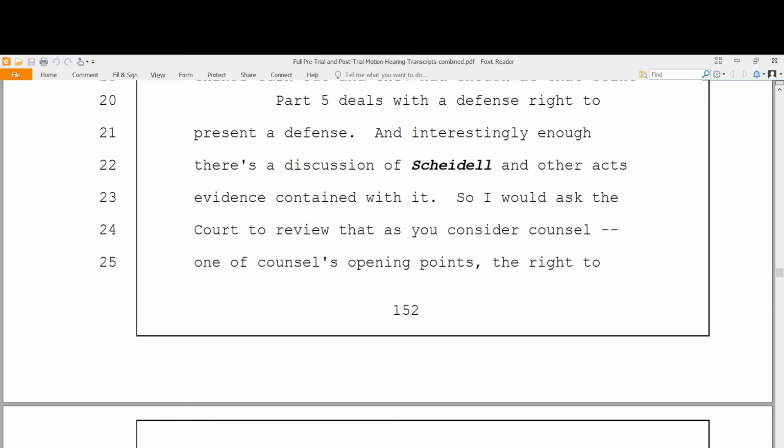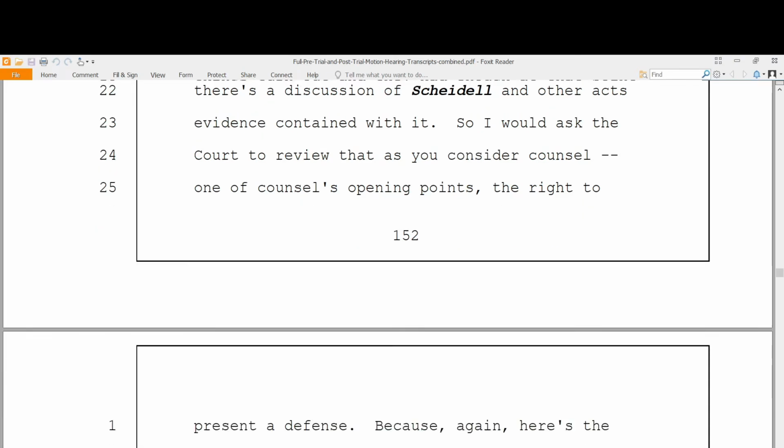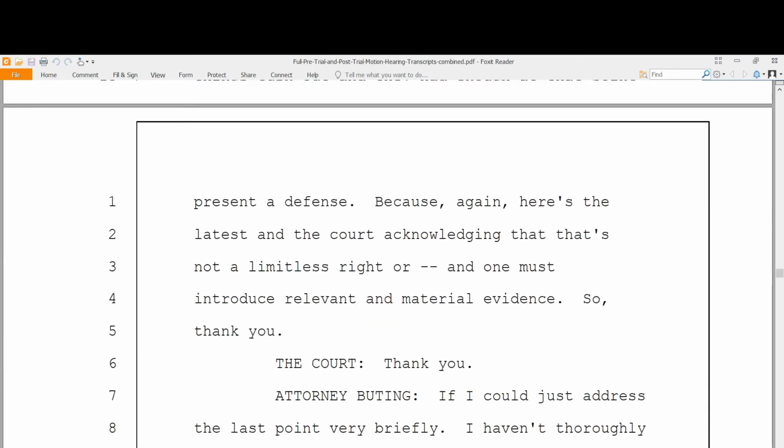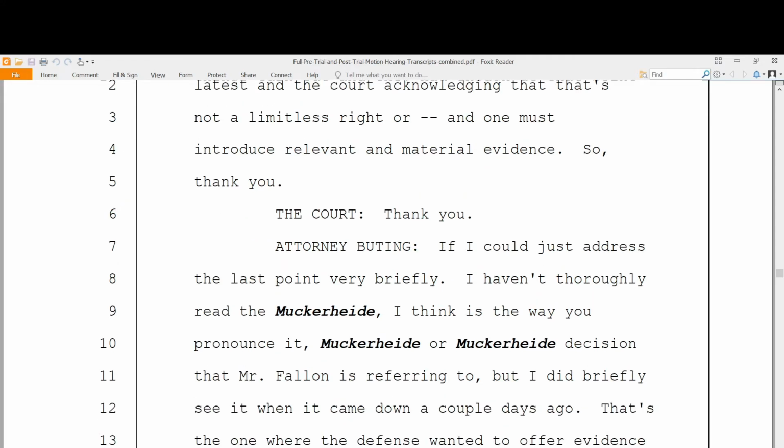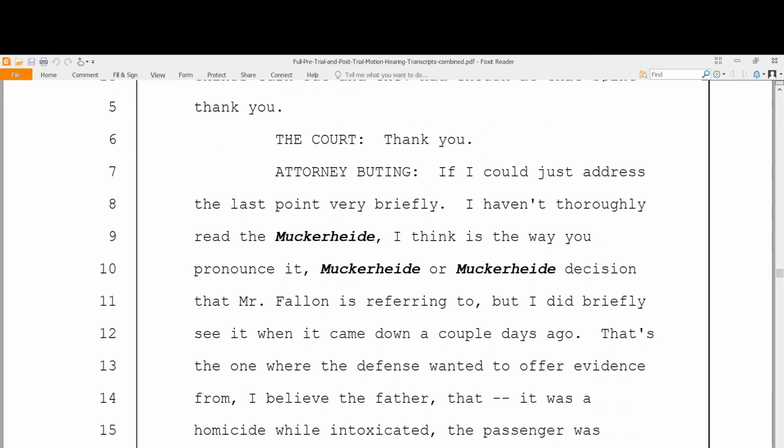So I would ask the court to review that as you consider one of counsel's opening points, the right to present a defense. Because, again, here's the latest, and the court acknowledging that that's not a limitless right, or that one must introduce relevant and material evidence. So, thank you. The court, thank you.